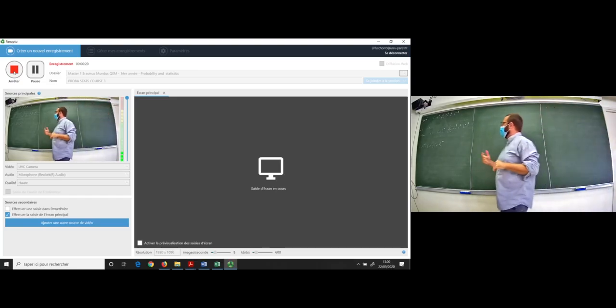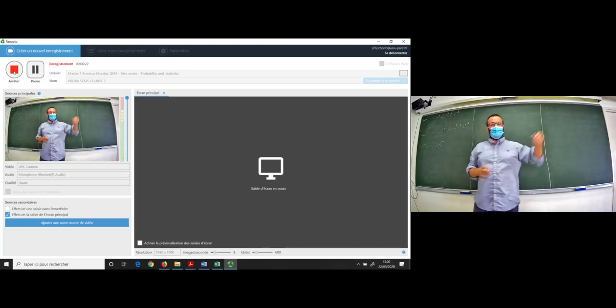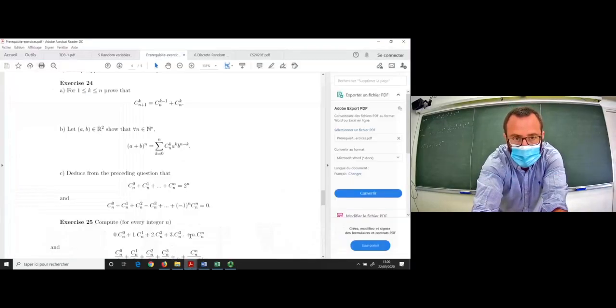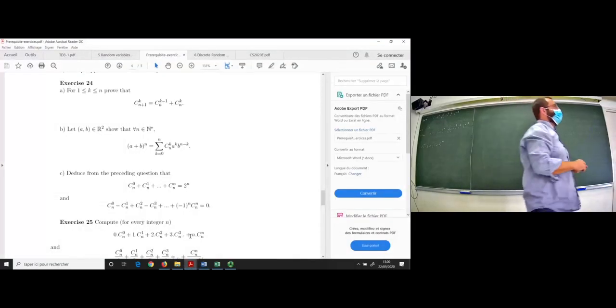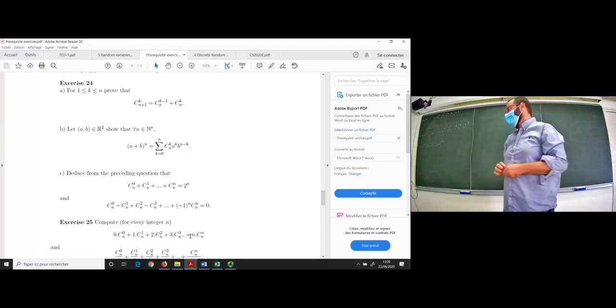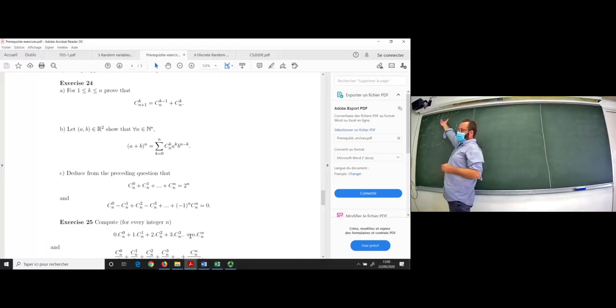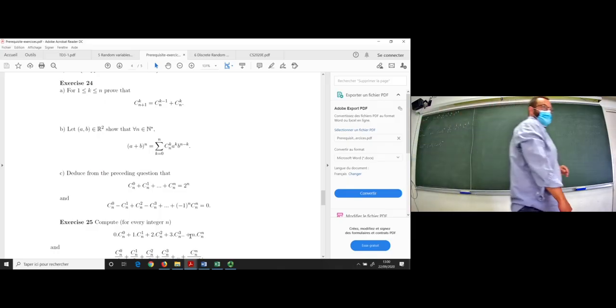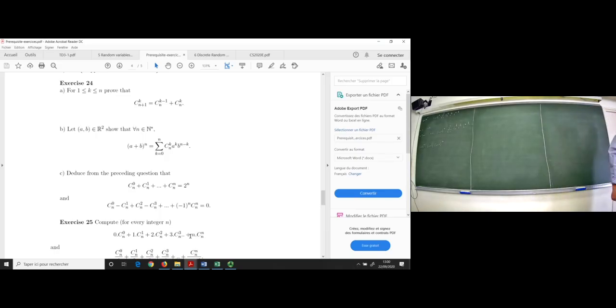So my aim was to prove this relation, question B of exercise 24 of the summer list, okay? I have to prove this equality that is called the Newton formula, that is how to develop (a plus b) to the power n, okay? My idea was to use an induction in order to do this, because I have a property to prove for all n belonging to N star.